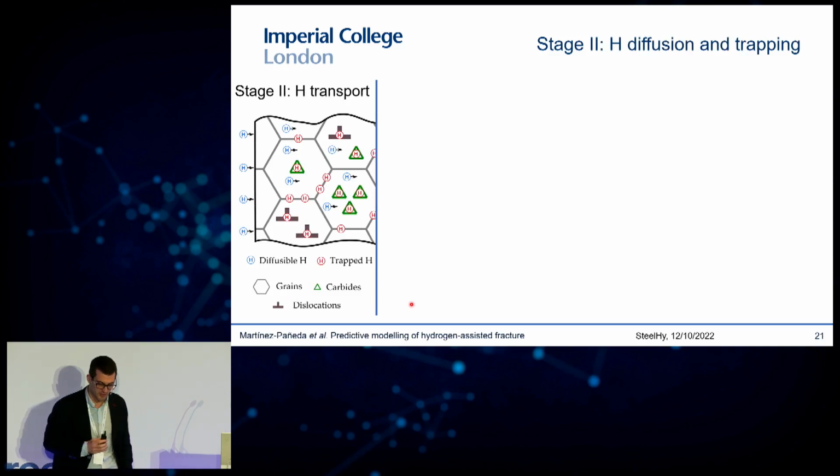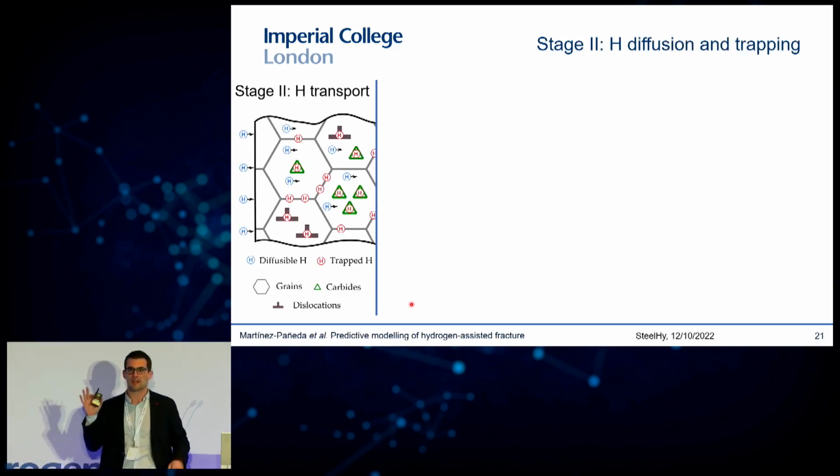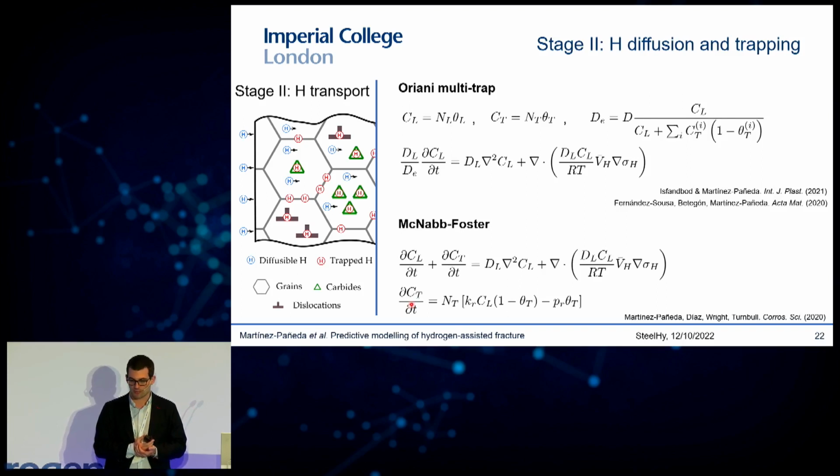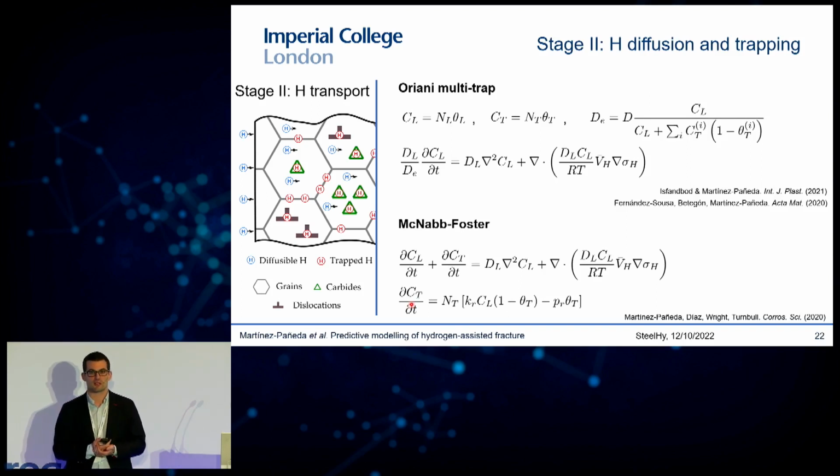So that takes me to the second part of the model, stage 2, the hydrogen diffusion and trapping. And I won't be spending much time here because this is a more mature area. What we have done is, like others have done, we have developed multi-trap diffusion models based on both Oriani's equilibrium and on McNabb-Foster's theory.